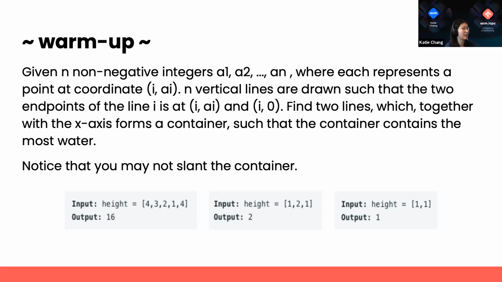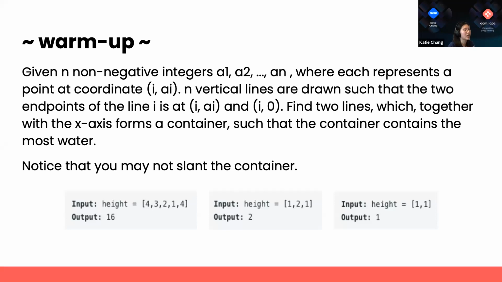And then we can look at other pairs, say 4 and 1. So the leftmost to the second rightmost. 4 and 1, obviously we can't slant the container, so the most height we can use is 1. And our width would be 3, so that would produce an area of 3. Keep going, and we'll realize that the best is 16 when we use the edges.